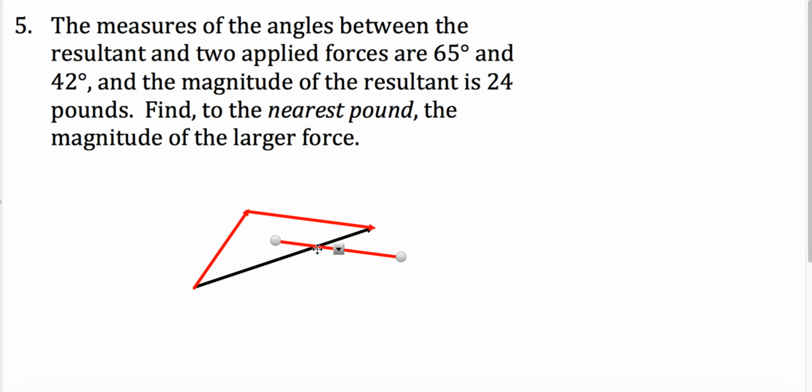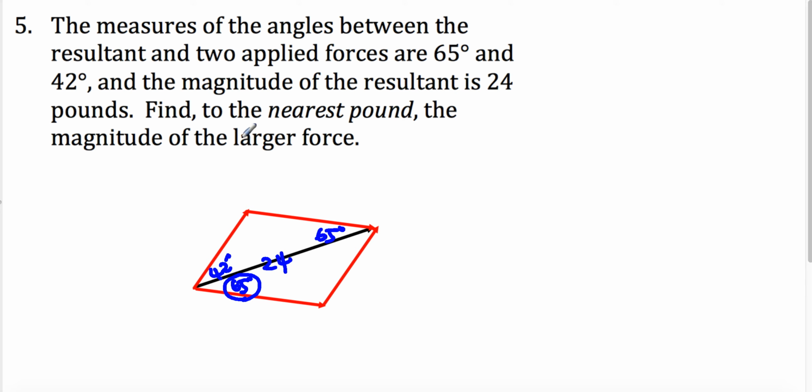When I clone that, then that could be my second force, creating a parallelogram. So then 65 and 42 are the two magnitudes, and the resultant is 24. And I'll assume that this is 42 degrees and this is 65 degrees. I know that it's a little bit out of scale, but let us assume that it is. Then we realize that this is 65, and that tells you that this is 65 as well.